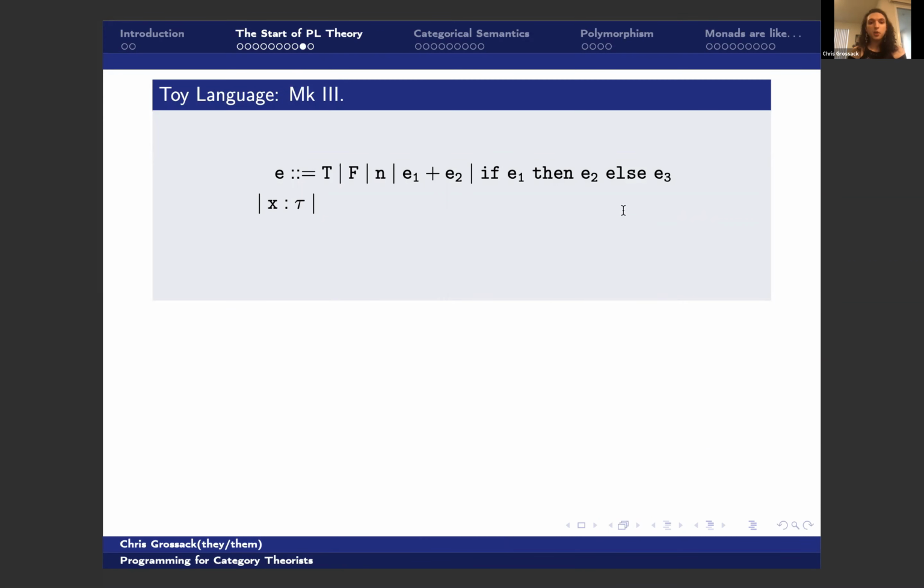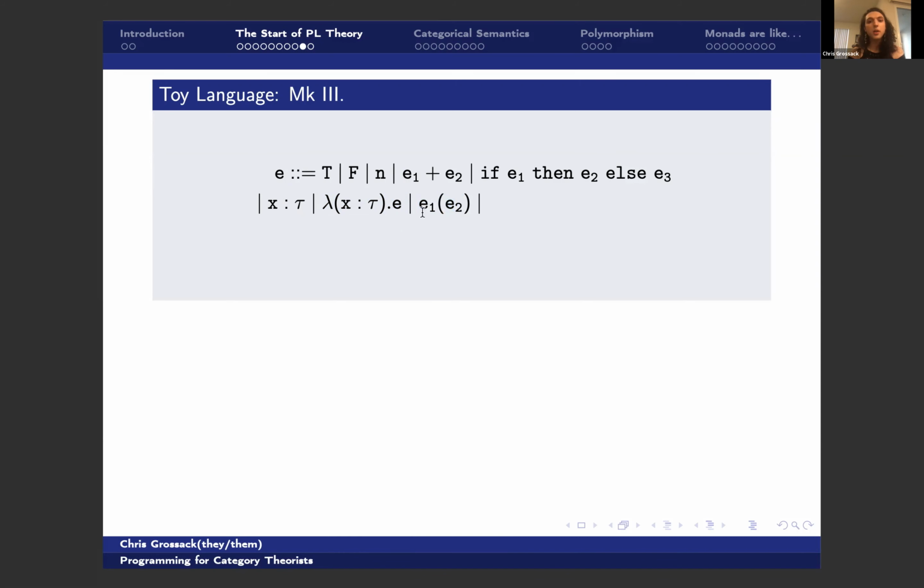So here's toy language Mark 3. We have all of the stuff that we used to have. But now, like Rahul just said, we're going to extend this with certain bonus features. So we have x of type tau is a variable, and we have to explicitly state what the type of our variable is. Given some expression e, we're going to allow ourselves to write down lambda x of type tau, e as a new thing. We also are going to allow ourselves to apply a function to an argument, right?